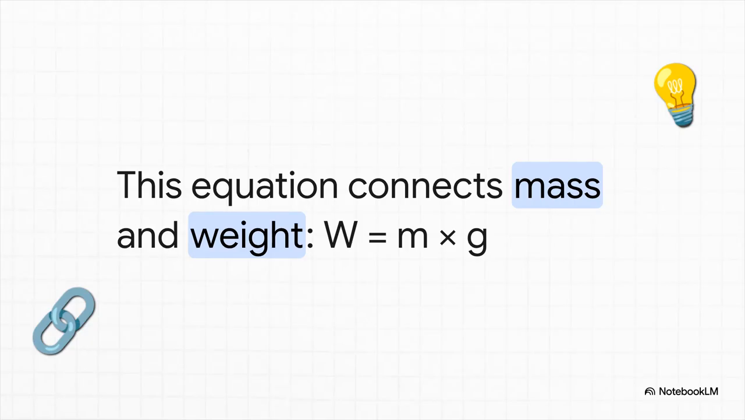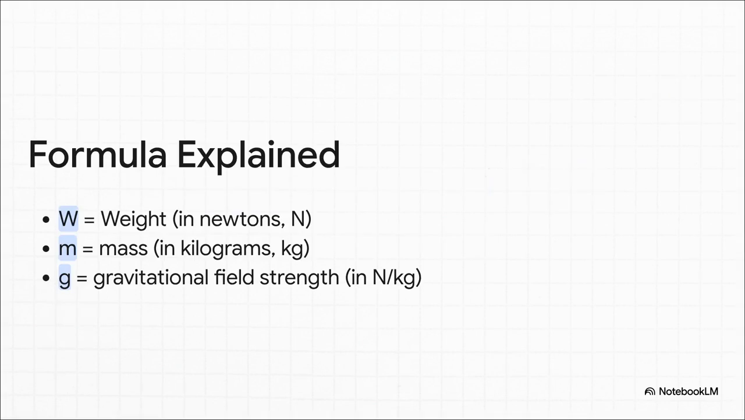And you know what? There is a beautiful, simple little formula that connects all of this. Weight equals mass times gravitational field strength, or, as we physicists like to say, W equals mg. This tiny equation is seriously one of the most important in all of physics. So let's quickly break that down.